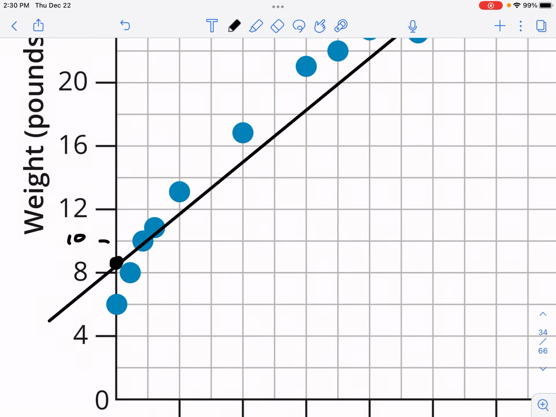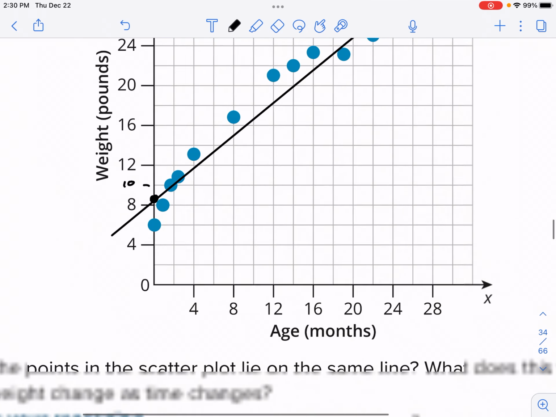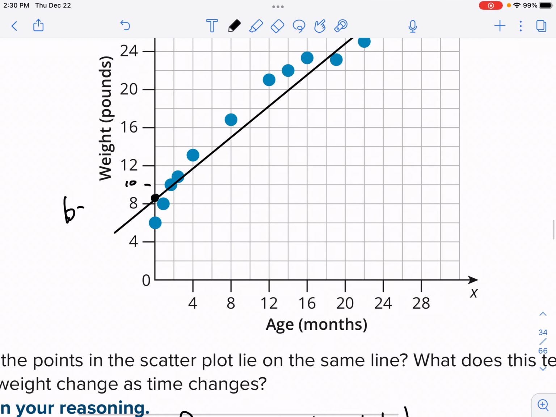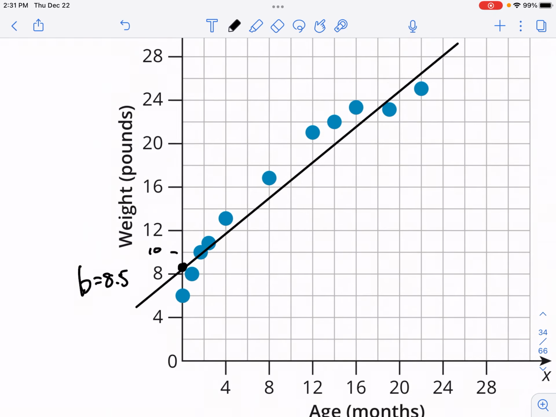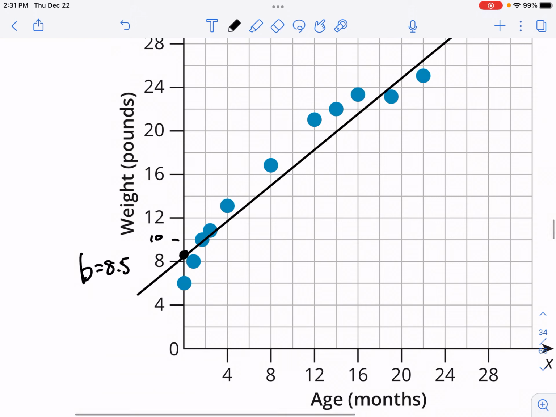This has got to be like 8.5, something like that. I'll put it here. B is equal to 8.5. Now we got to find the slope of this. We can pick any points we want. I'm going to pick this point here. Right, it's got to be on the black line. And I'm going to pick this right here. It's not an actual data point, but it's a good point to use on the grid.